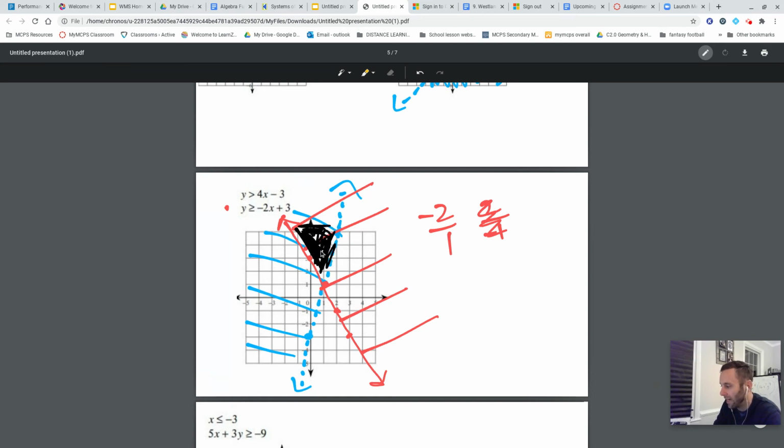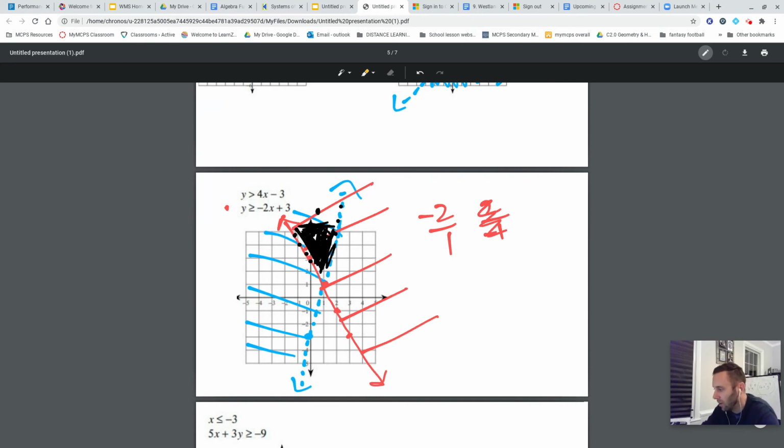So any point in this black part right here would be our solution to our system of inequality. Now, a couple things to consider. One, because this is a solid line, it could actually be on this line, but it can't be on this blue line because the blue line is dotted. But it could be on this line or it could be anything in the shading. So whatever, like this point right here, that's a solution to the system of inequality.